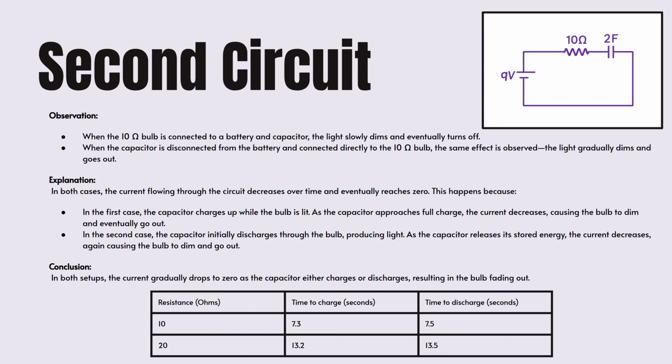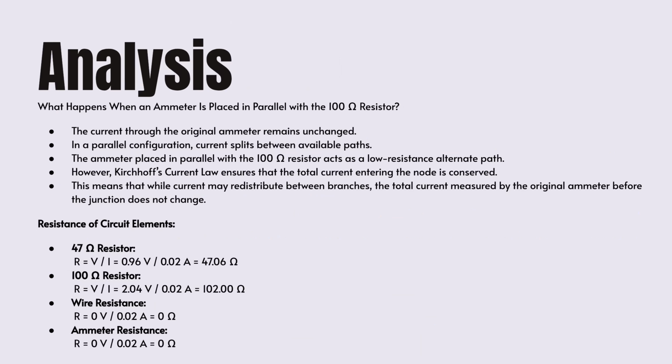And this happens because in the first case, the capacitor charges up while the bulb is lit. As the capacitor approaches full charge, the current decreases, and so the bulb dims and eventually goes out. And in the second case, the capacitor discharges through the bulb, and this makes light. And as the capacitor releases the stored energy, the current decreases, so the bulb dims and goes out. So in both setups, the current gradually drops to 0 as the capacitor charges or discharges, so the bulb fades out.